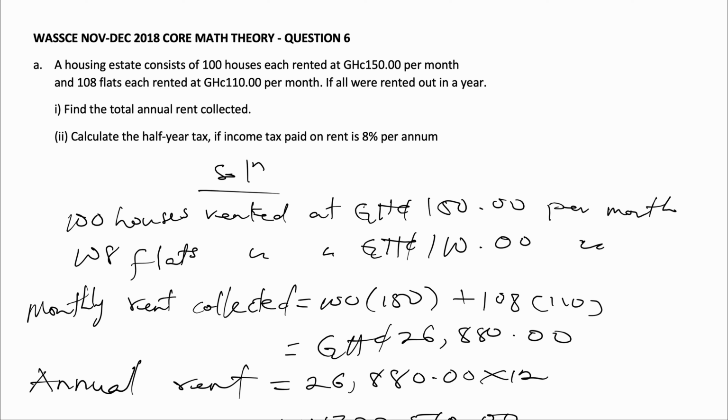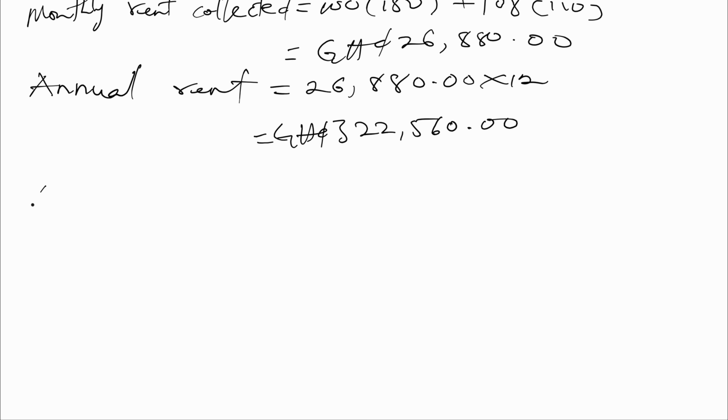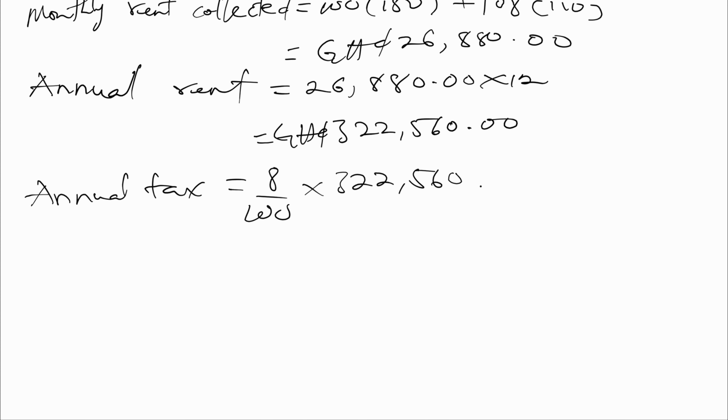It says calculate the half-year tax if the income tax paid on rent is 8% per annum. So this means that the annual tax is 8% of the annual rent, so it will be 8 over 100 times the annual rent, which is 322,560.00. Now this should give us 25,804.80. Don't forget this is in Ghana cedis.